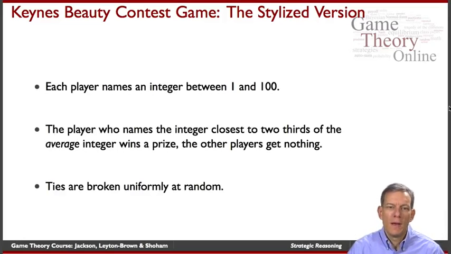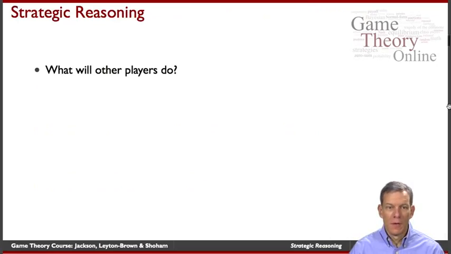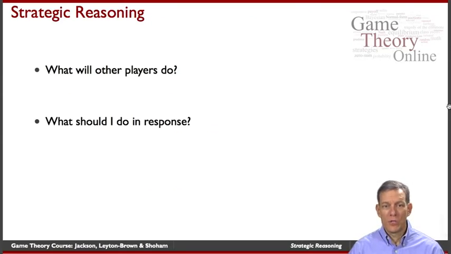Each player named an integer between 1 and 100, so you've got a population of players. They're all naming integers. The person who names the integer closest to 2/3 of the average integer named by people wins. Other people don't get anything. Ties are broken uniformly at random. Okay, so again, what are other players going to do? You have to reason through that, and then what should I do in response?